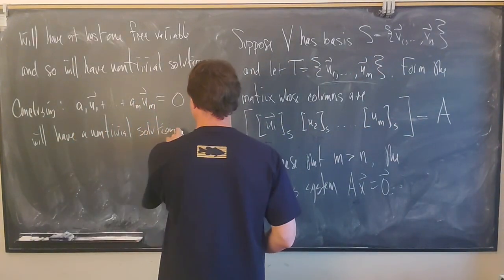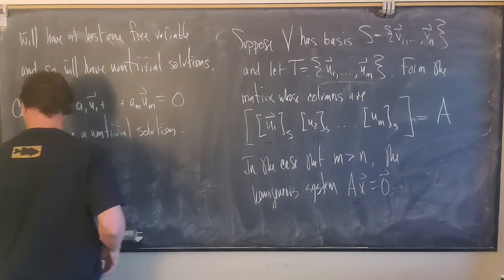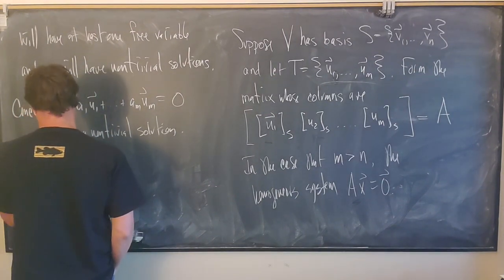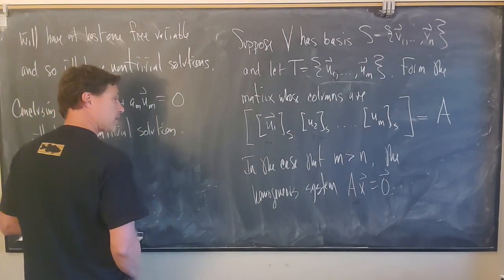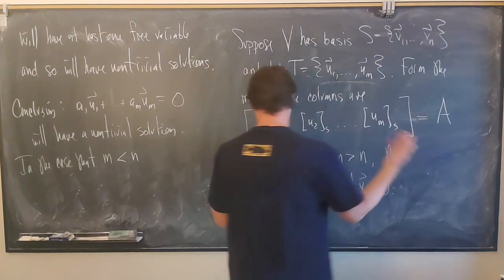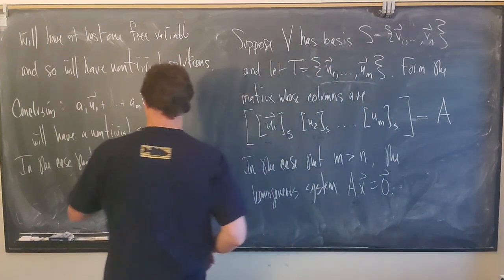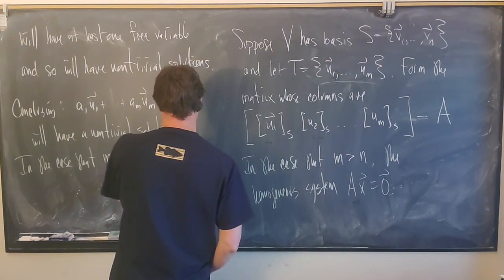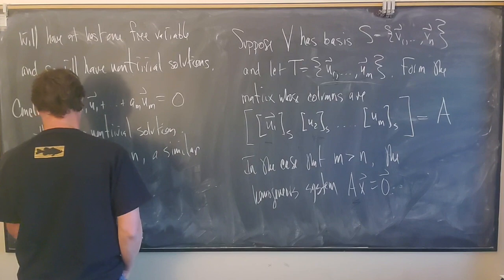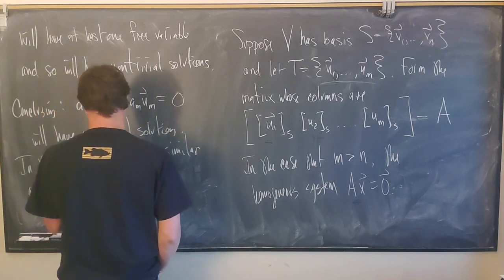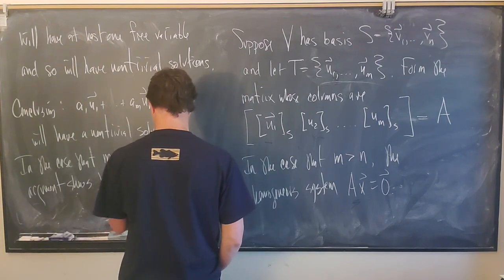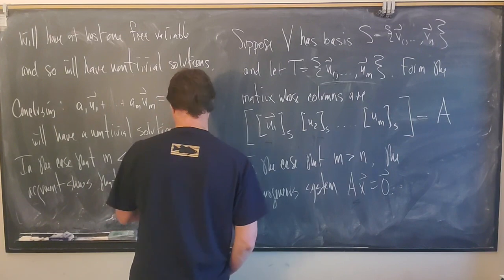I'm going to summarize that in just a second, but let me say one more thing here. If in the case that m is strictly less than n, so now we're going to have fewer columns than we will rows, a similar argument shows that the span of T is not equal to capital V.